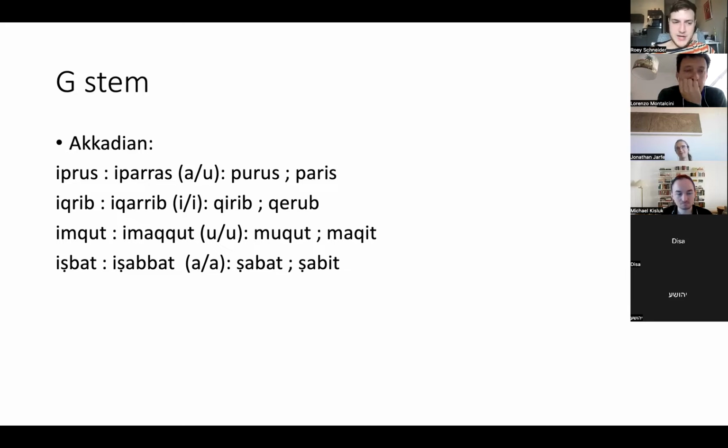So in Akkadian, for example, we have ipus, iparas, purus, ikrib, ikarib, kirib, imkut, imakut, mukut, itzbat, itzabat, tzabat. I've added the stative at the end, but I don't think it's really part of the same system in Akkadian, but I don't know.